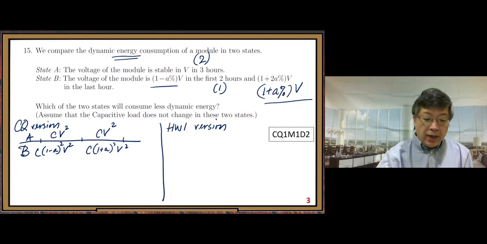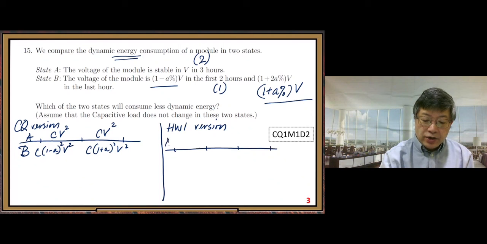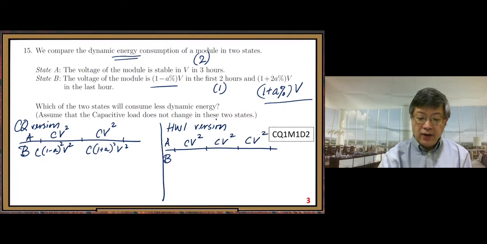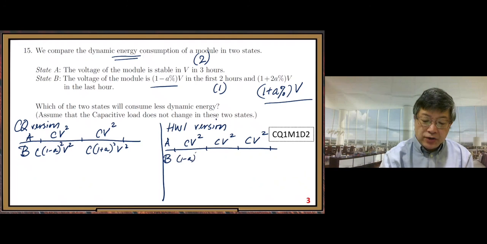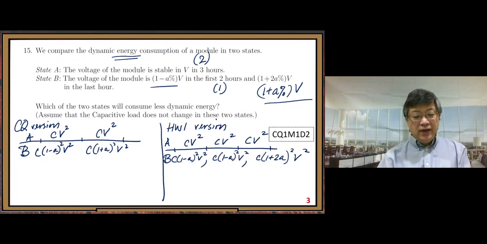Here, in our homework version, we have a 3 hour period. So state A, state B. State A: first hour CV square, next hour CV square. For state B, the first hour, 1 minus A square CV square. Second hour, 1 minus A square V square. Third hour, C, 1 plus 2A square V square. Okay, so then we compare.